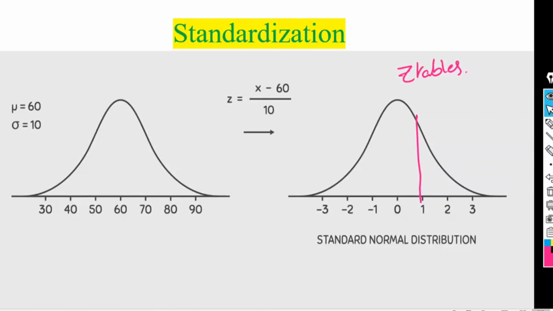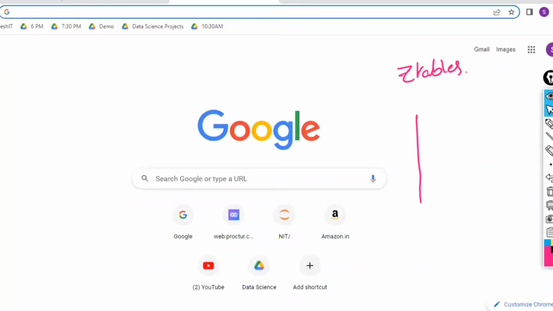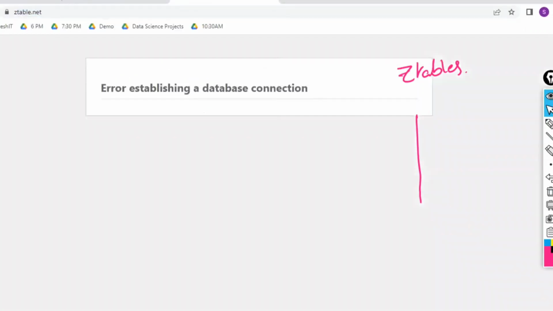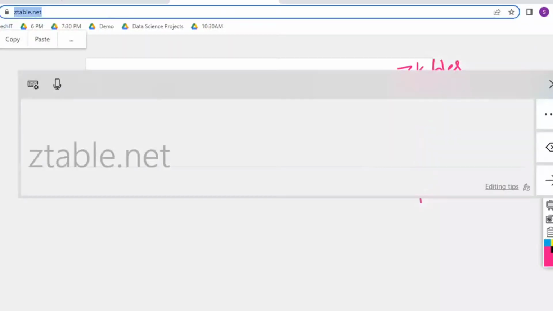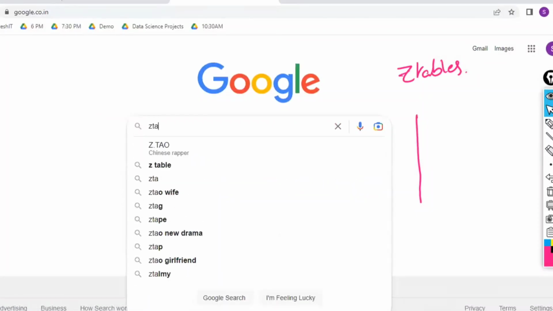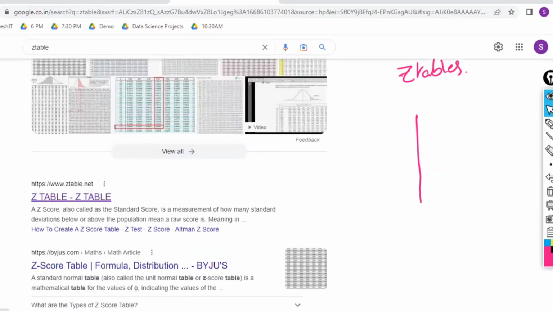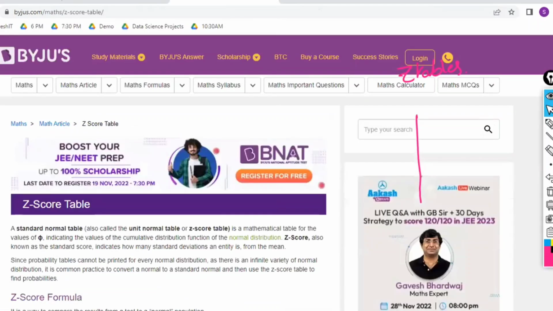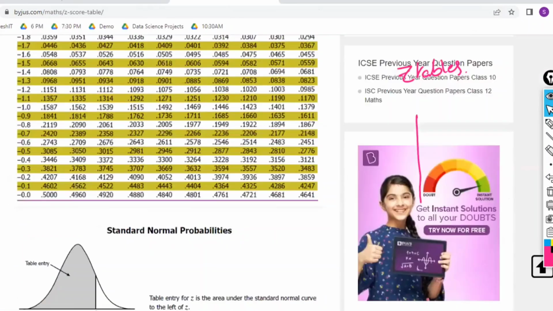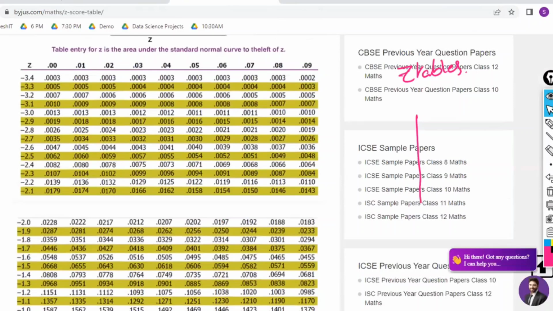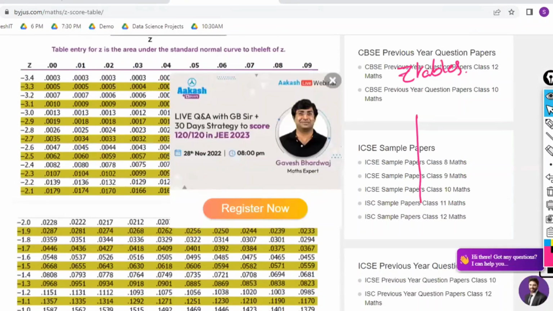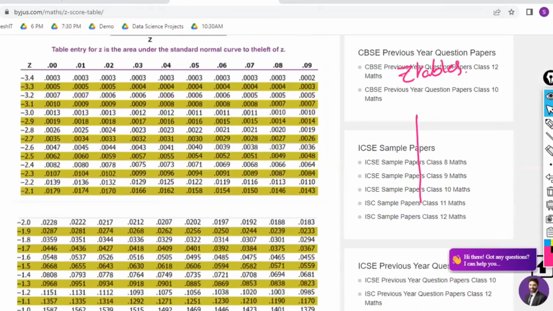So now you have to open the z table. Just open the z table, ztable.net. We have multiple z tables. These are the various z values. Whatever z value you have, this is the area on the right side. So how do we calculate the area from the z table?